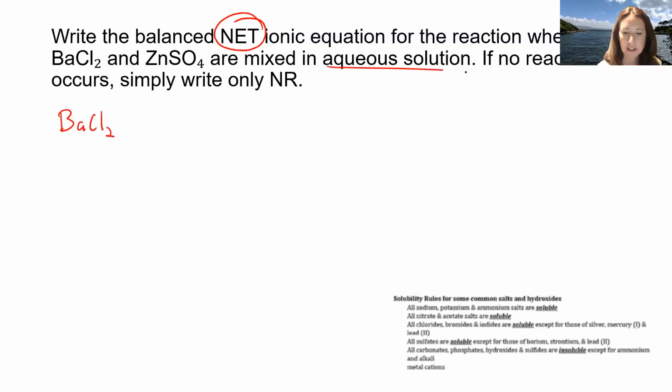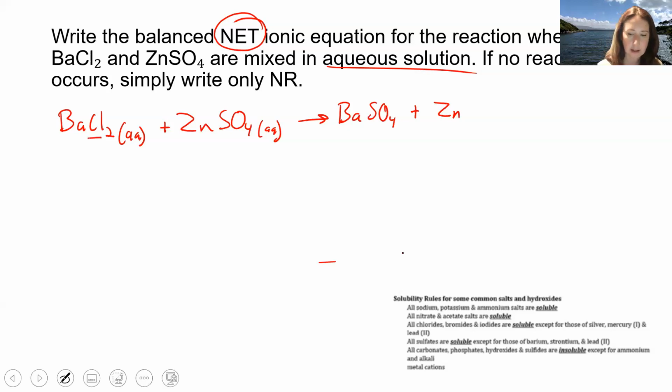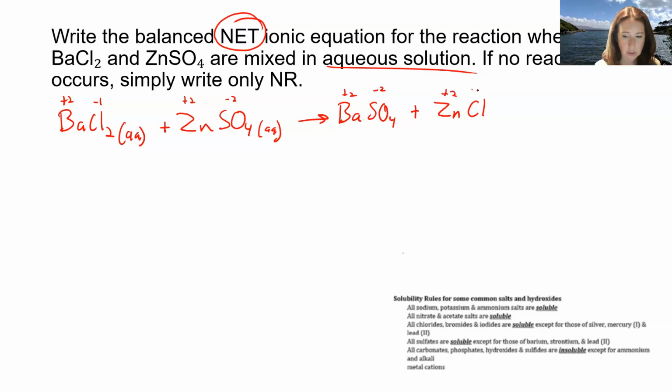BaCl2. It says they're aqueous, I'm going to believe them, aqueous, plus ZnSO4, says it's aqueous, I believe them. Ba plus Zn. So it's going to be Ba and SO4 and Zn and Cl. So if we do our charges, +2 -1, +2 -2, +2 -2, +2 -1, Cl2.